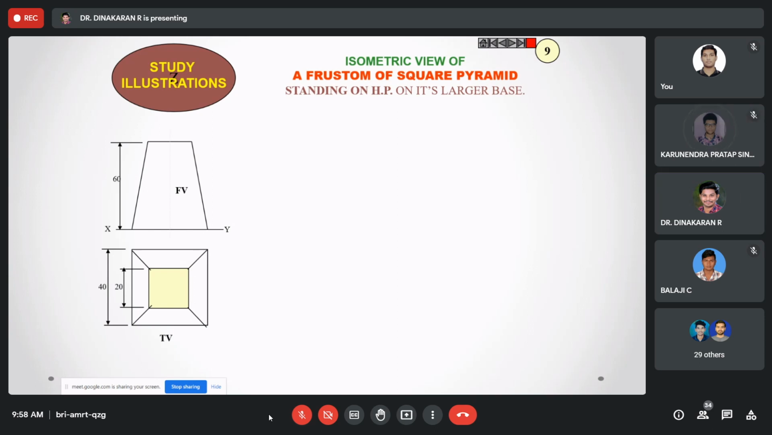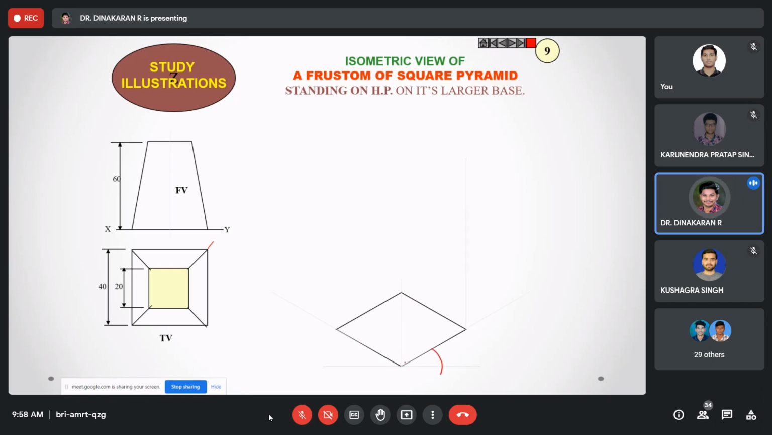Isometric view: true shape or true dimension or reduced dimension? True shape. Yes, true shape. Whatever dimension is given, that 60 mm, we need to draw 60 mm. The box is converted to 40 mm because it is already a square. No need to make a box. The square is already lying in the box. So directly measure 40 mm.